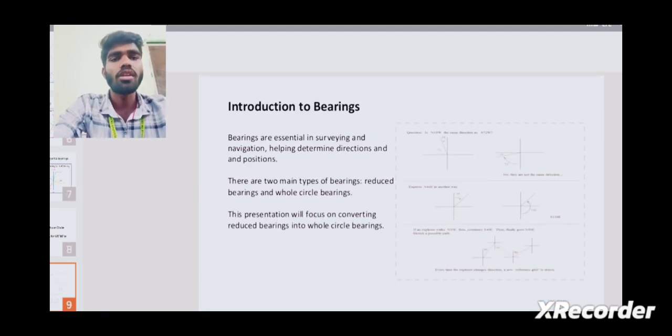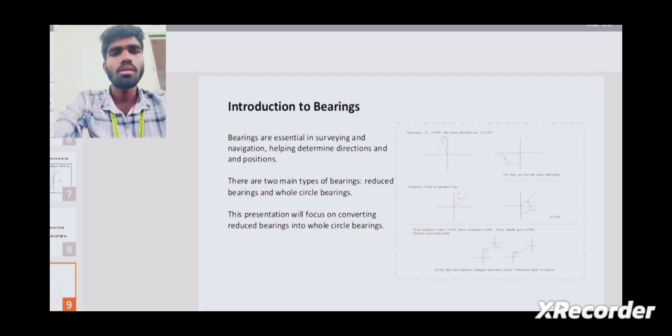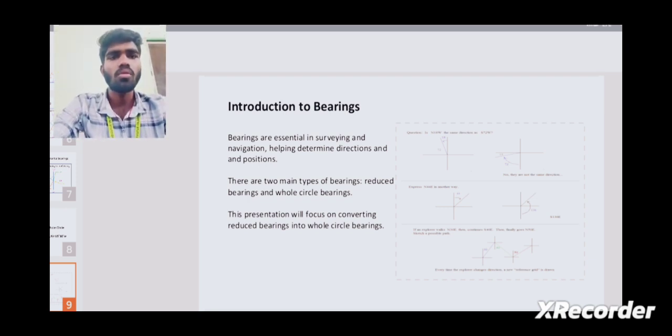Introduction to bearings. Bearings are essential in surveying and navigation, helping determine positions. There are two main types of bearings: reduced bearings and whole circle bearings. This presentation will focus on converting reduced bearings into whole circle bearings.